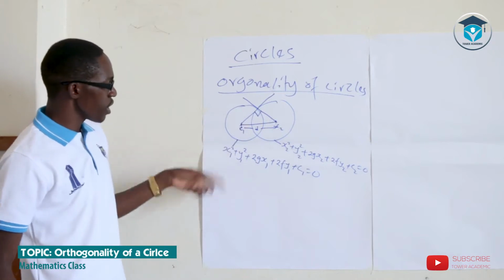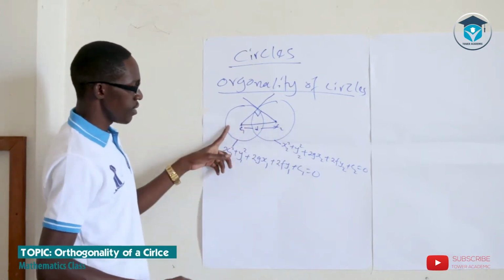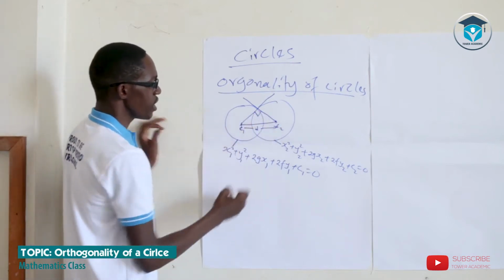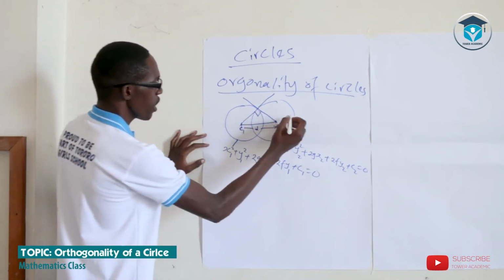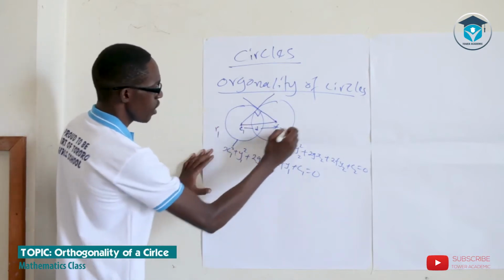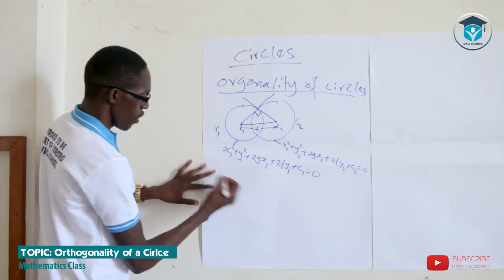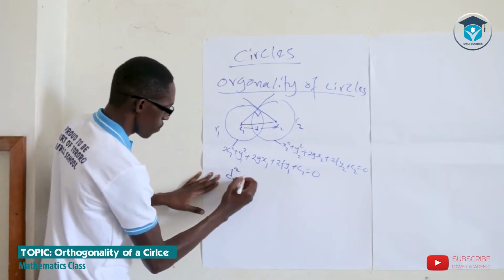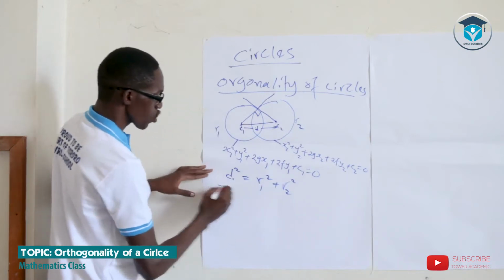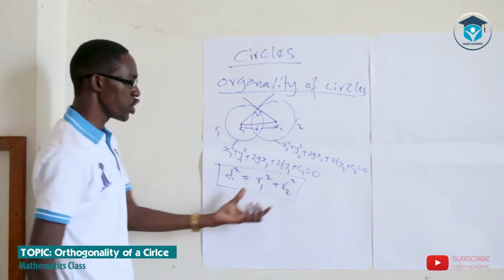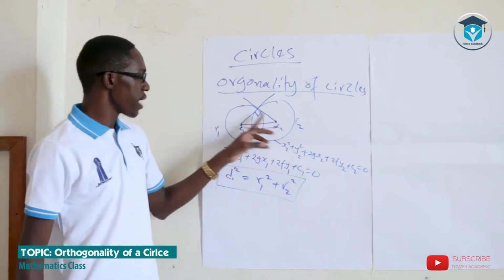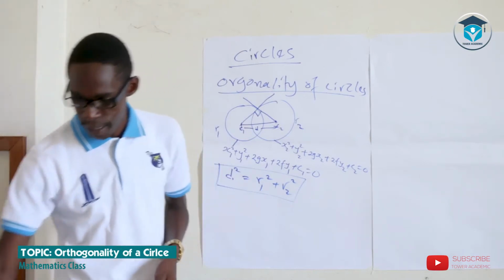We just need to prove that if these are the two centers of the two circles, and each circle has its radius. So if we call the radius of this circle radius 1, and for this one radius 2, then we shall say that this distance squared will give us r1 squared plus r2 squared. So if this condition is achieved, it clearly shows us that the two circles are orthogonal, or they are meeting at 90 degrees. So we are going to take an example.